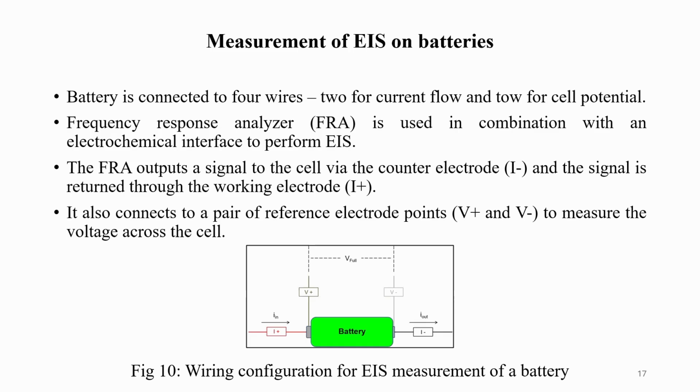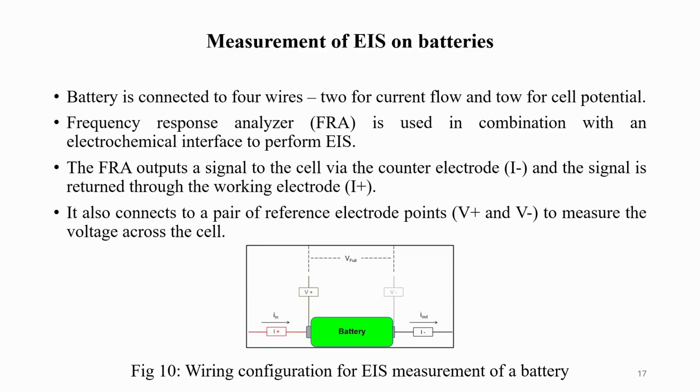To perform EIS on a battery, we use the four-wire connection. Two of these are for current flow, and two of these are used to measure the cell voltage accurately. A frequency response analyzer, or FRA, works together with the electrochemical interface to apply the AC signal to the cell.